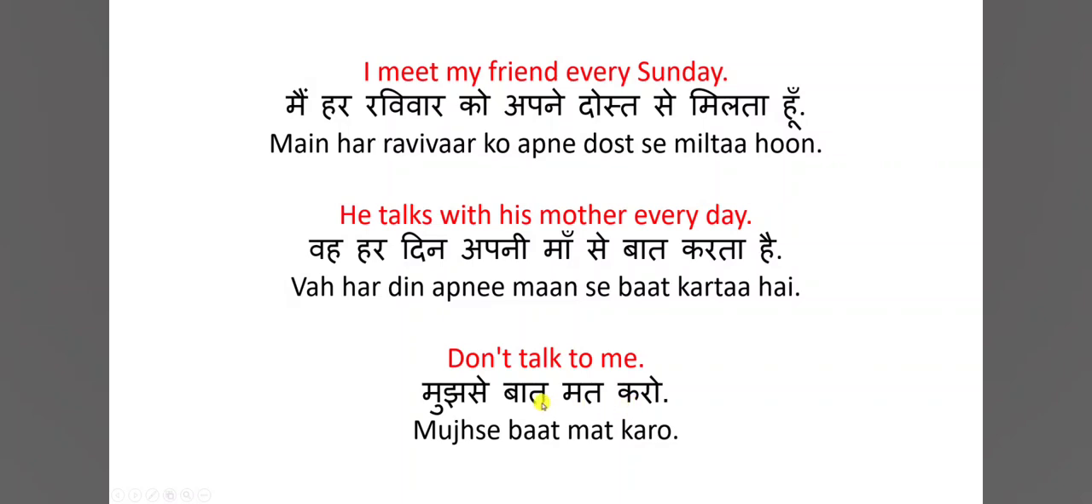Baat kar is talk. बात मत कर is don't talk. So मुझसे बात मत करो translates to don't talk with me. Okay? But this is how we translate don't talk to me to Hindi. Okay? So with most of the verbs we use ko. With some verbs listed before we use say. Alright? Yes, we have few more rules. So let us learn those.